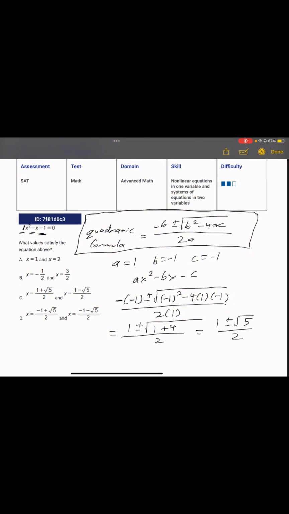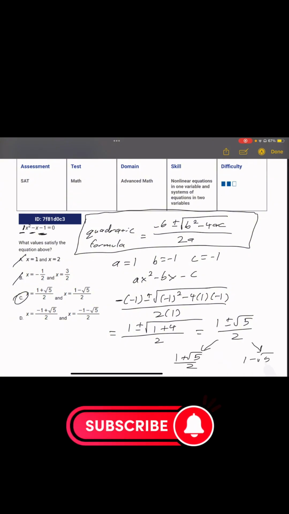Looking at our answer choices, it's not going to be 1 or 2, it's not going to be a half or a third. And looking at this, that matches up with ours, plus or minus, because remember, it splits up into 2. It's 1 plus square root of 5 over 2, and it's 1 minus square root of 5 over 2. And then D wouldn't be correct.